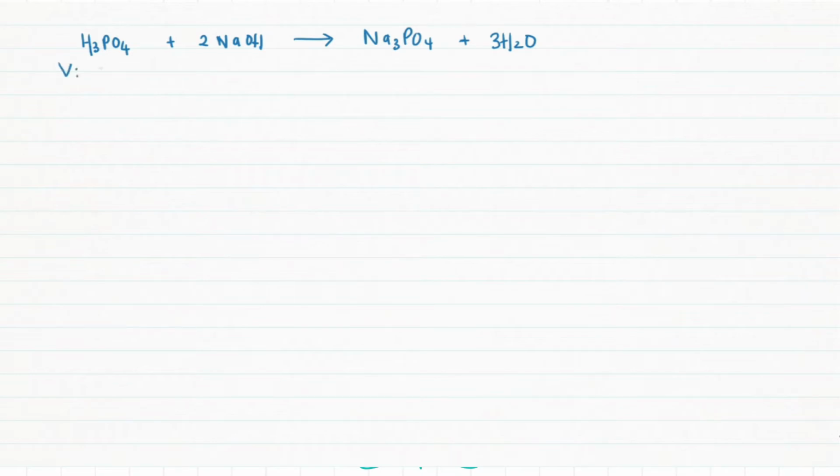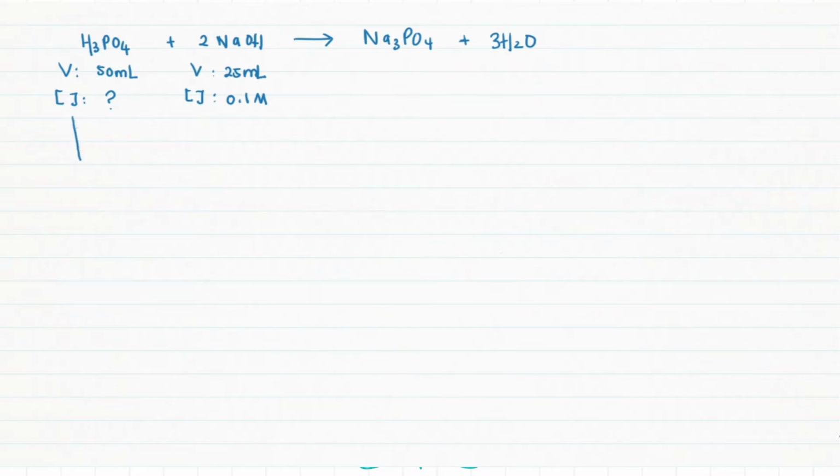Okay, given in the question is 50 ml phosphoric acid. The volume of phosphoric acid is 50 ml. And then given volume of sodium hydroxide, which is 25 ml, and the concentration of sodium hydroxide is 0.1 molar. So it asks you to calculate the molarity of phosphoric acid.